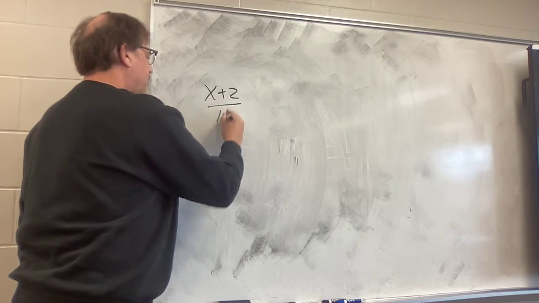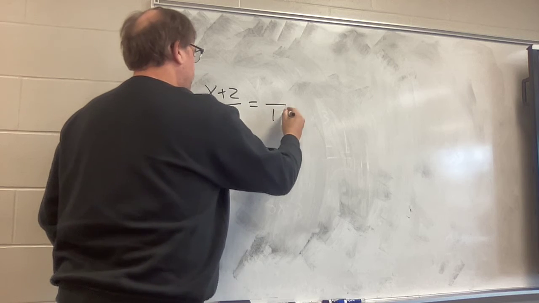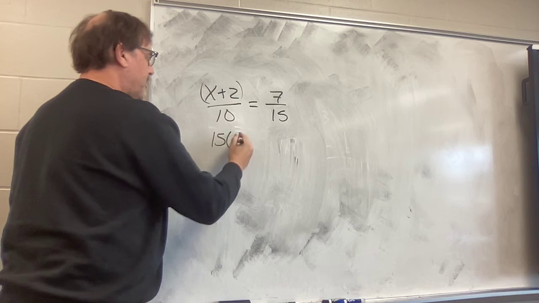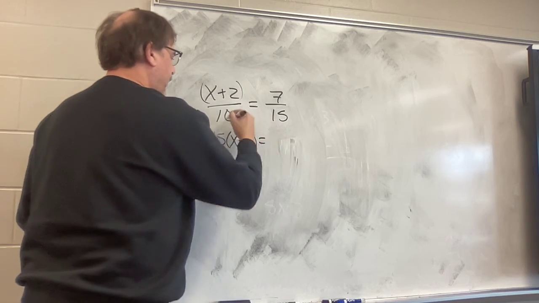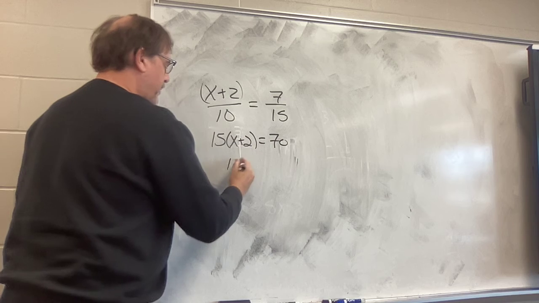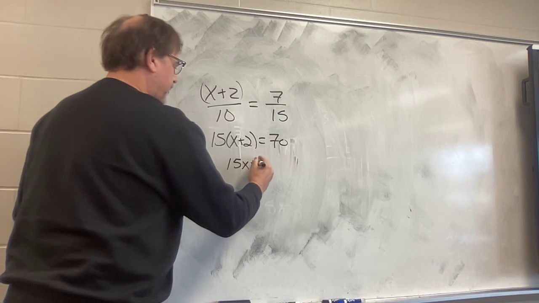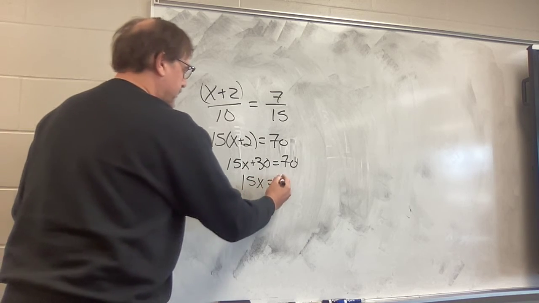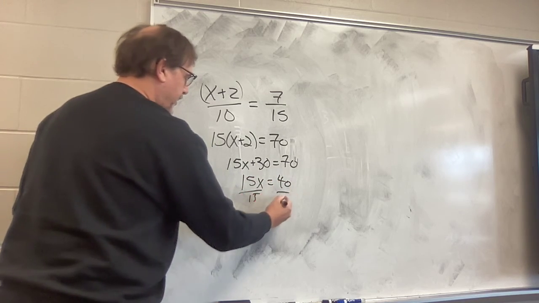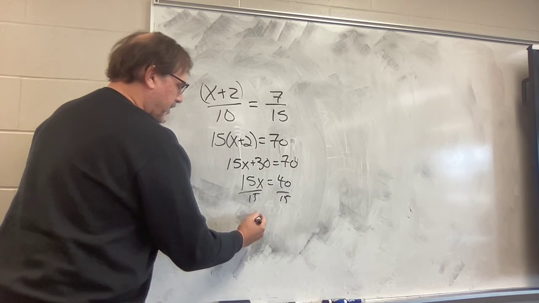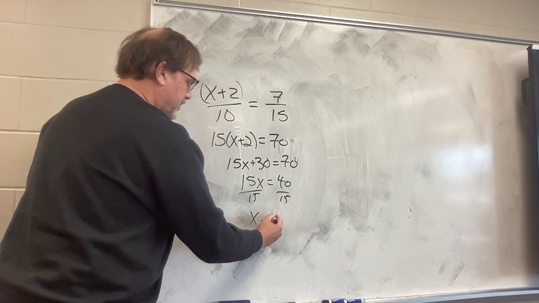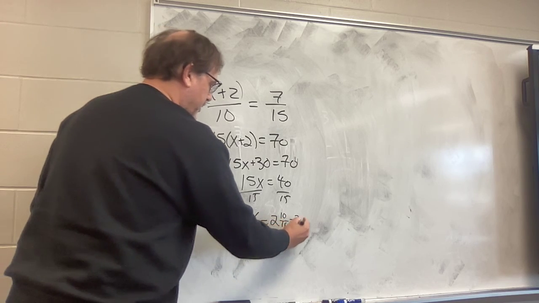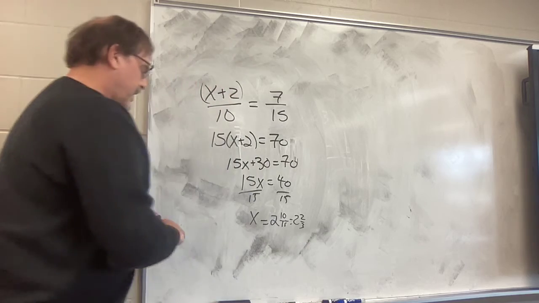And finally, solve a proportion. You do cross products. Remember that is in parentheses. 10 times 7. Distributive property, 15 times x, 15 times 2. Take away 30 from both sides. Divide by 15. And I believe that becomes, let's see, 2 and 10/15, which is 2 and 2/3. 2.6 would not be good.